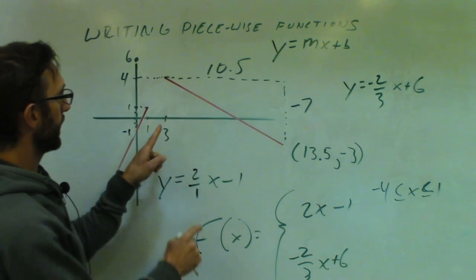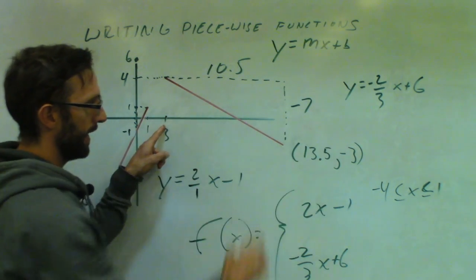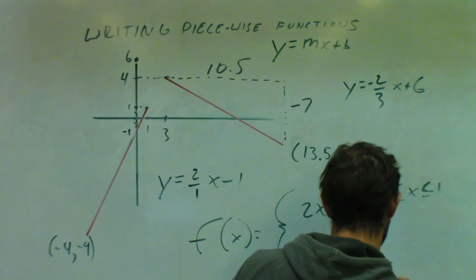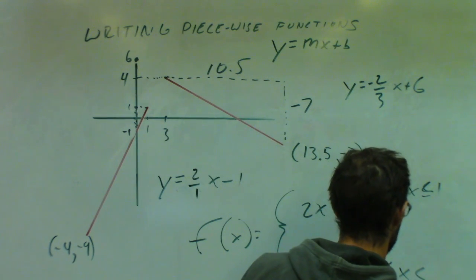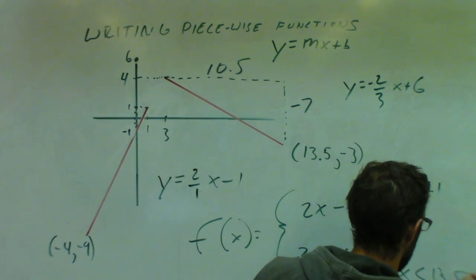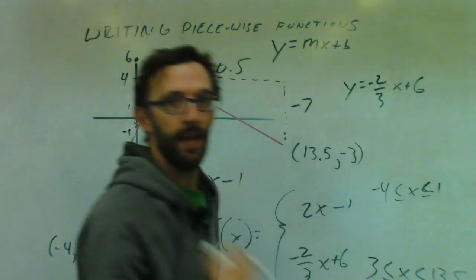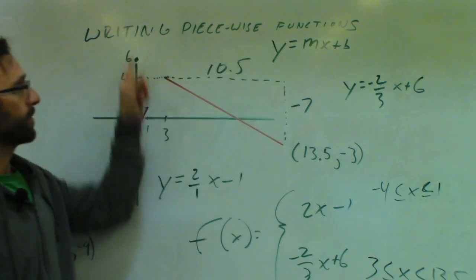This one on the right, it goes between 3 and 13.5. So we do 3 is less than or equal to x is less than or equal to 13.5. And that is a way we can write piecewise functions from a graph.